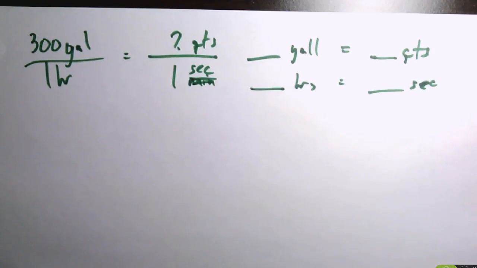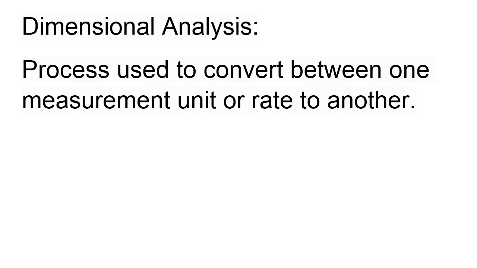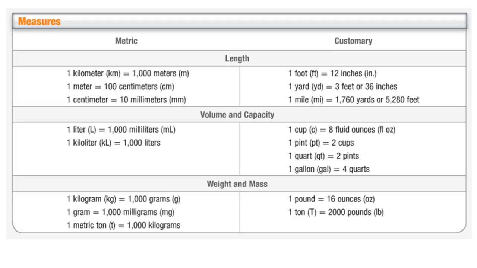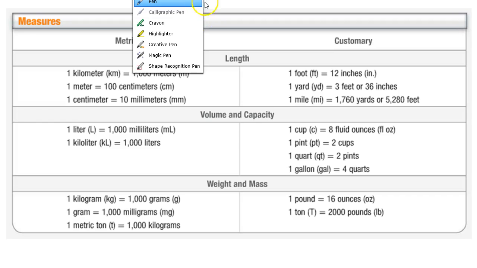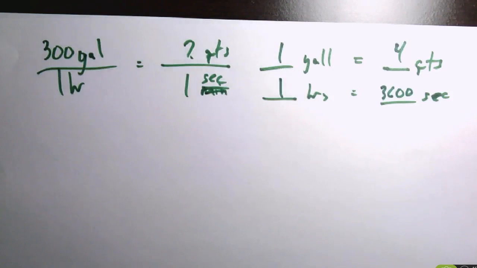Okay, so let's go back to that then. Scroll back. I know I have one for seconds, hours to seconds. I already did that one. But I'm looking for gallons to quarts, and I have it right here. 1 gallon is equal to 4 quarts. And in the video earlier, I already did that 1 hour is equal to 3,600 seconds. Now let's sort this out.